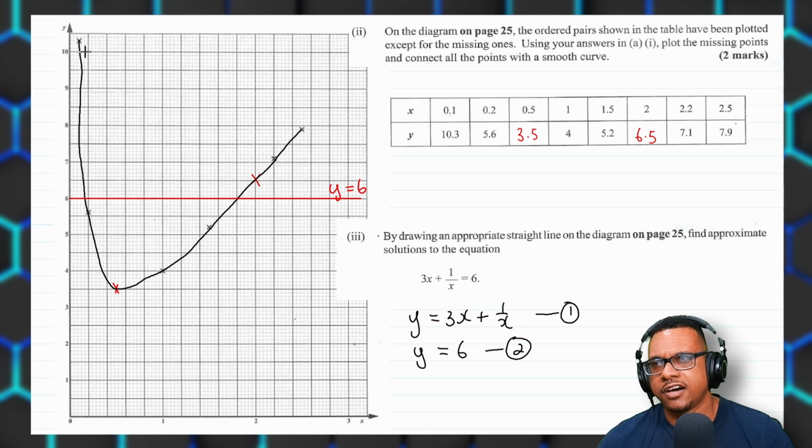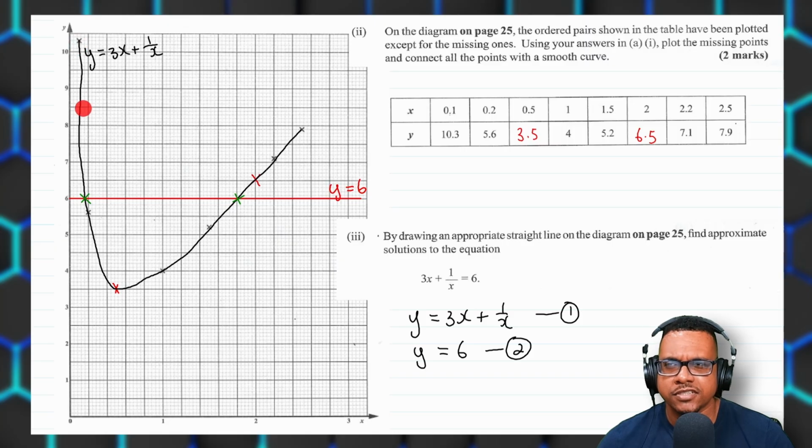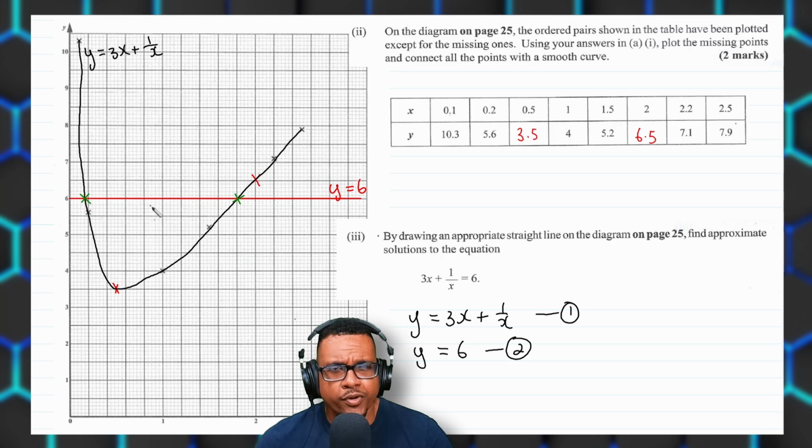And of course, this graph here is y is equal to 3x plus 1 over x. And these two graphs, they intersect here and here. So I have a point of intersection here and a point of intersection right here. Now remember, this was a freehand drawing, so of course the answers will be an approximation. So we have 2 points of intersection.